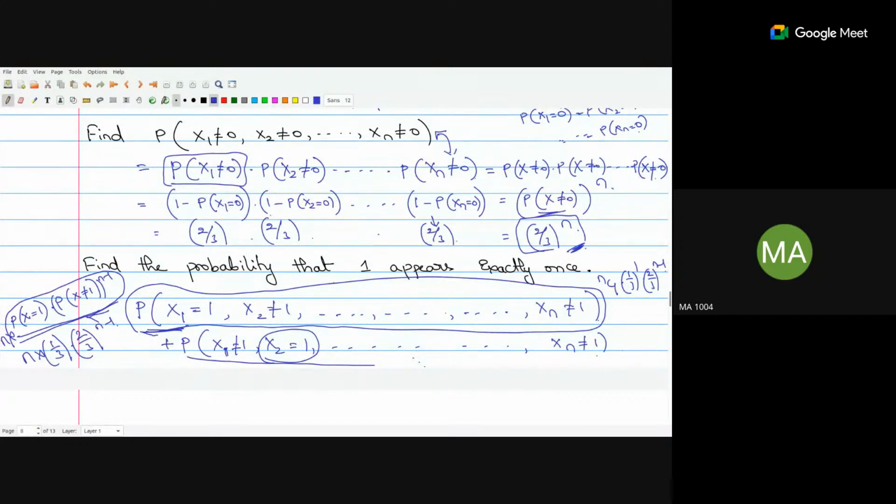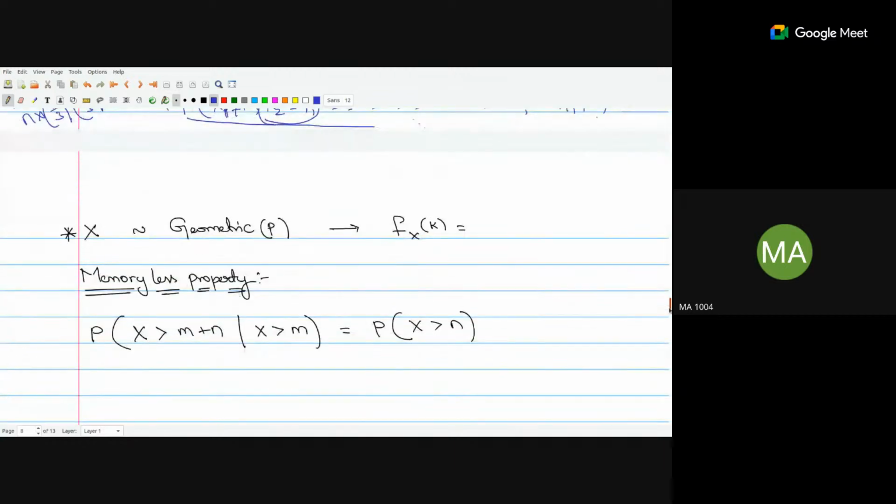So if I ask, find the probability that 1 appears 3 times, what might be the probability? nC3 into 1 by 3 raised to 3 and 2 by 3 raised to n minus 3. Correct. So this is correct. And try thinking about why this is correct. nC3, 1 by 3 to the power 3 times 2 by 3 power n minus 3. Okay. So that is there.